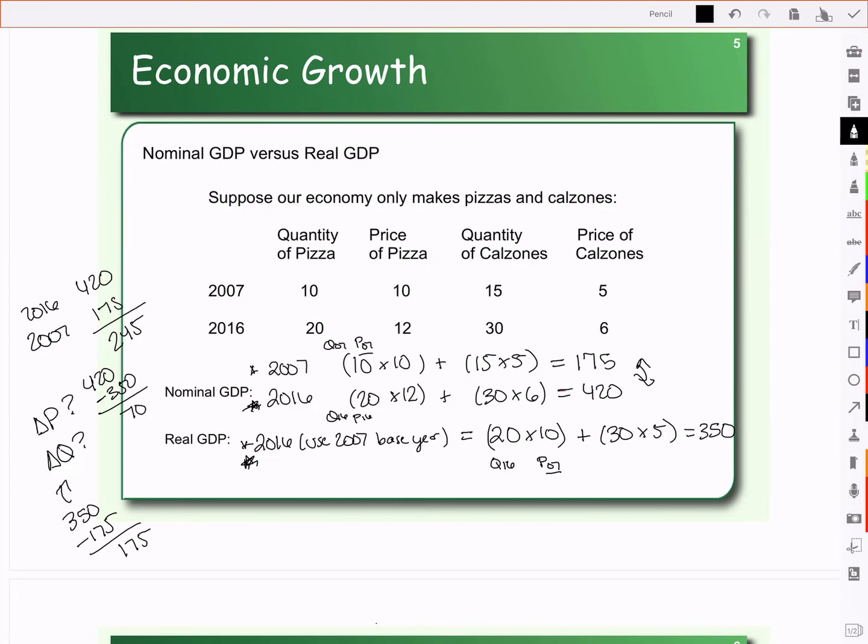So if we're comparing the nominal GDP of 2016, which was 420, and the nominal GDP of 2007, which was 175, we see that nominal GDP has increased by 245. 70 of that was from a change in price. 175 of that was because we sold more stuff. So if you find the nominal GDP for the two years and the real GDP for the newer year, using the previous as a base year, you can then figure out how much change is due to price change and how much is due to a quantity change.